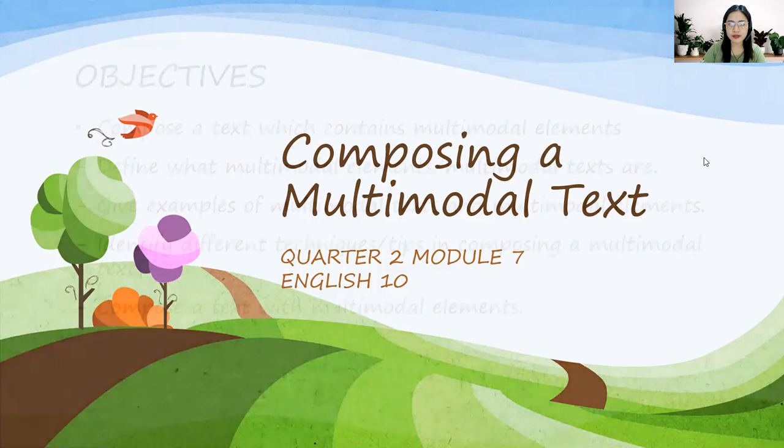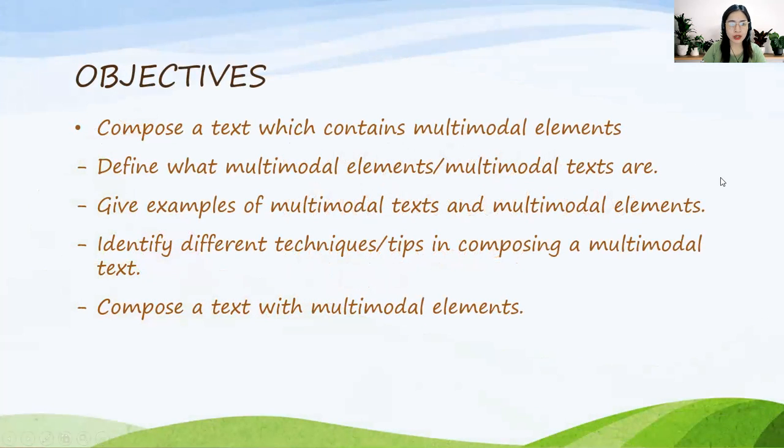So our main objective for this module is for you to be able to compose a text which contains multimodal elements. Later on, we will go through these things so you'd be able to understand. Our sub objectives are for you to be able to define what multimodal elements or multimodal texts are, give examples of multimodal texts and multimodal elements, identify different techniques or tips in composing a multimodal text, and compose a text with multimodal elements.